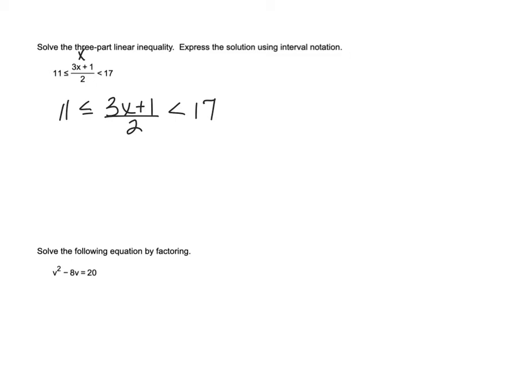So I'm going to multiply every side. I multiply that by 2, I multiply the middle by 2, and the right by 2. By doing that, these two cancel, right, which is what we wanted. That gives us 22, 3x plus 1, and 34. Okay, you didn't have to worry because you were multiplying by +2, so nothing changed, no directions of the signs changed. So you're still good.